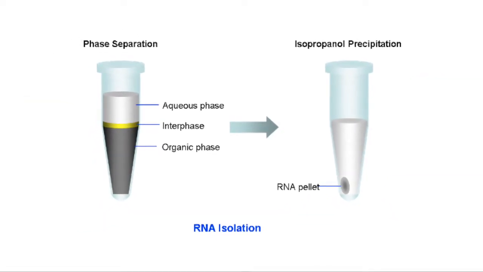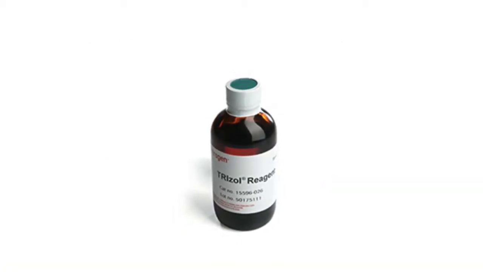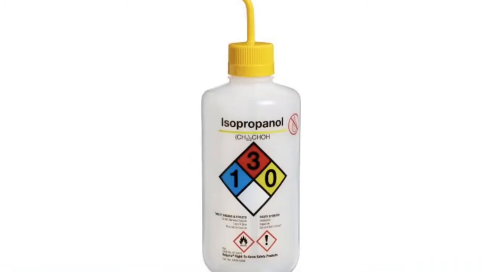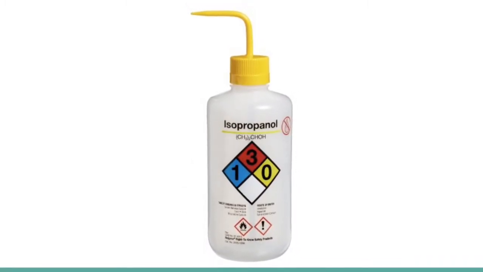TRIzol reagent and chloroform can be used to separate RNA and DNA in different phases. In this method, isopropanol is used to precipitate RNA as opposed to ethanol.